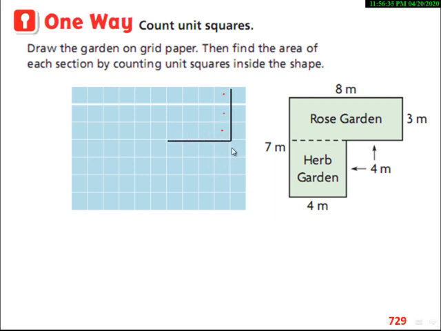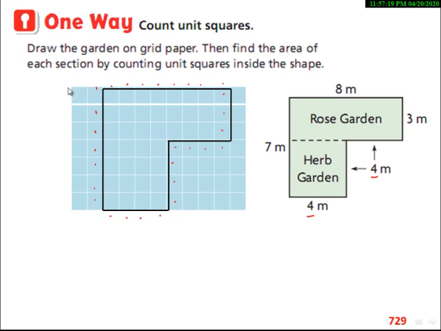Complete the second one, which equals 4. 1, 2, 3, 4, which equals 4 meters. The third one also equals 4, and the fourth one equals 4 also, 4 meters. And the fifth one, 7 meters: 1, 2, 3, 4, 5, 6, 7. And the last one equals 8 meters: 1, 2, 3, 4, 5, 6, 7, 8.